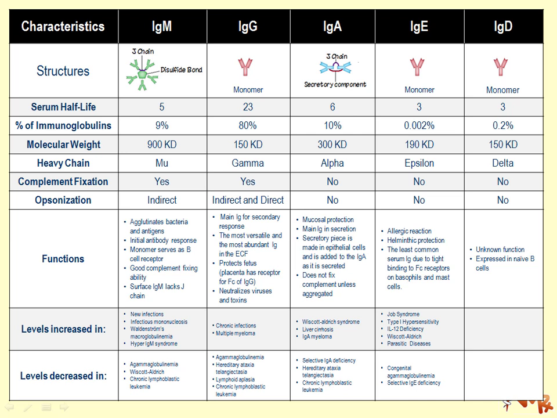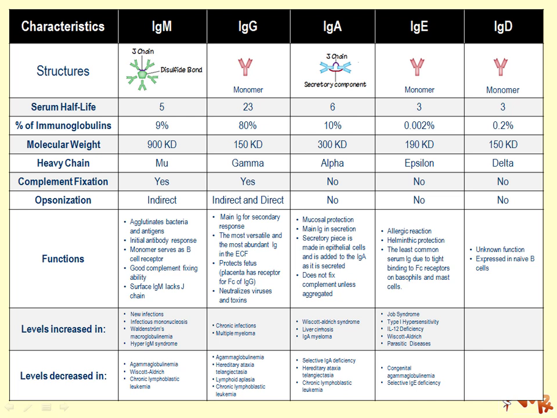Important question for us is the function of these immunoglobulins. One important function is complement fixation. I want you to know that only two immunoglobulins, IgM and IgG, can fix the complements.